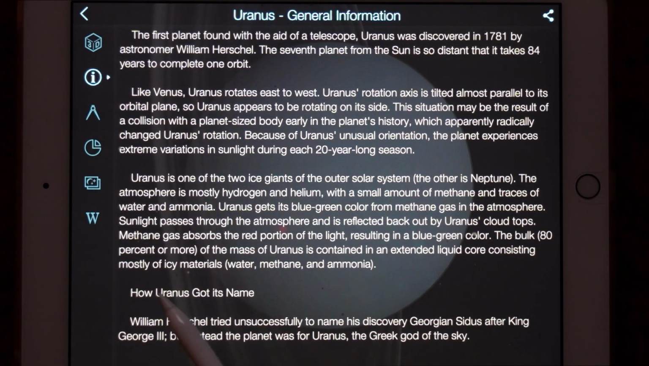The bulk, 80% or more, of the mass of Uranus is contained in an extended liquid core consisting mostly of icy materials, water, methane and ammonia. How Uranus got its name? William Herschel tried unsuccessfully to name his discovery Georgian Sidus after King George III, but instead the planet was named for Uranus, the Greek god of the sky.